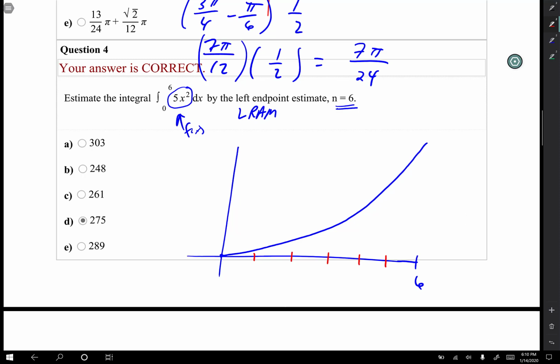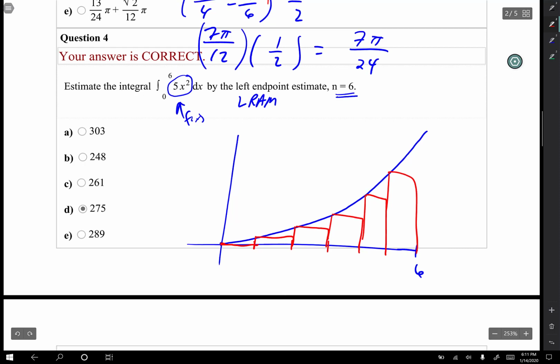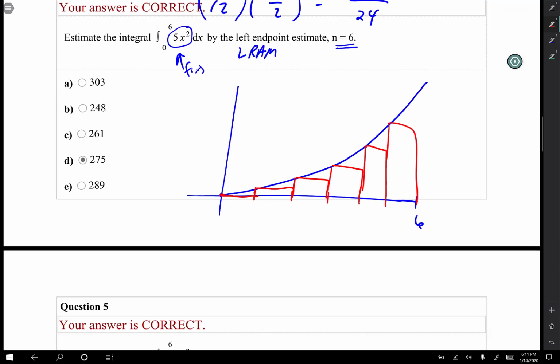So LRAM, here's my first rectangle. Second rectangle. Third rectangle. Fourth rectangle. Fifth rectangle. And sixth rectangle. See? So now I'm going to find all that. The width of each rectangle was 1.